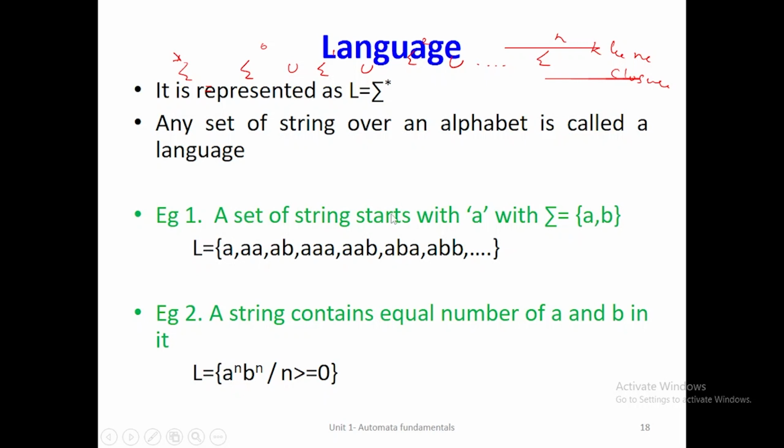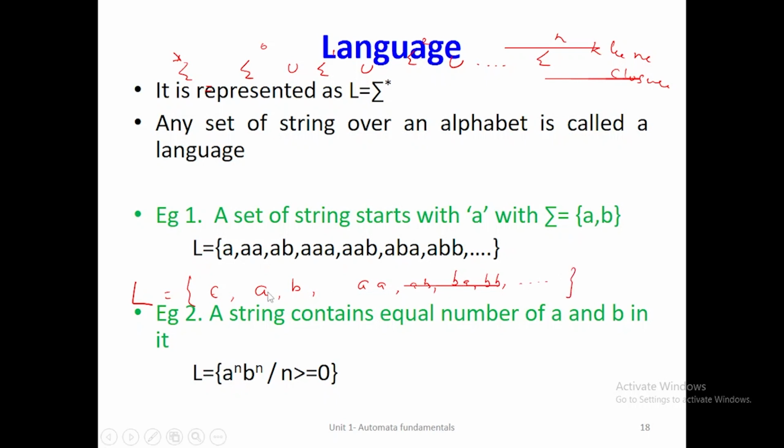It contains some restrictions. This language should have a set of strings that start with the symbol A. Here the alphabet is already given, sigma equal to AB. If there is no restriction, L can be denoted as the empty string, so epsilon is possible, single length means A and B are possible, two letters means AA, AB, BA, BB are possible. Like that the set of strings will be framed.